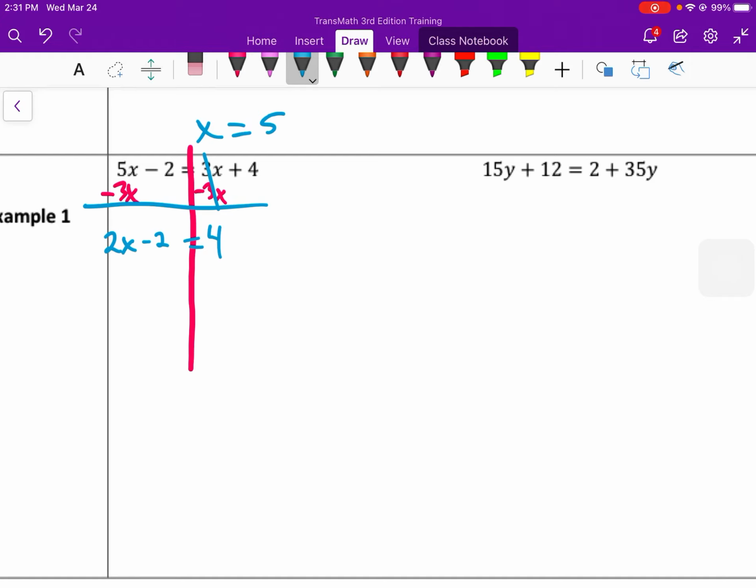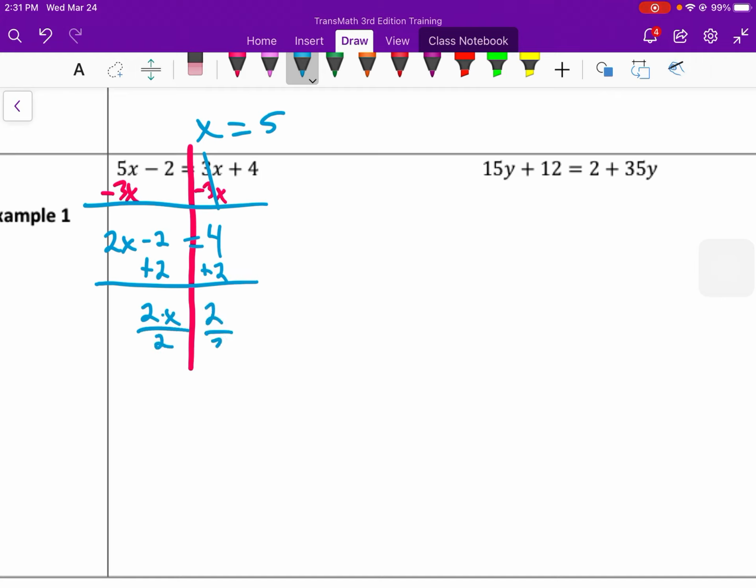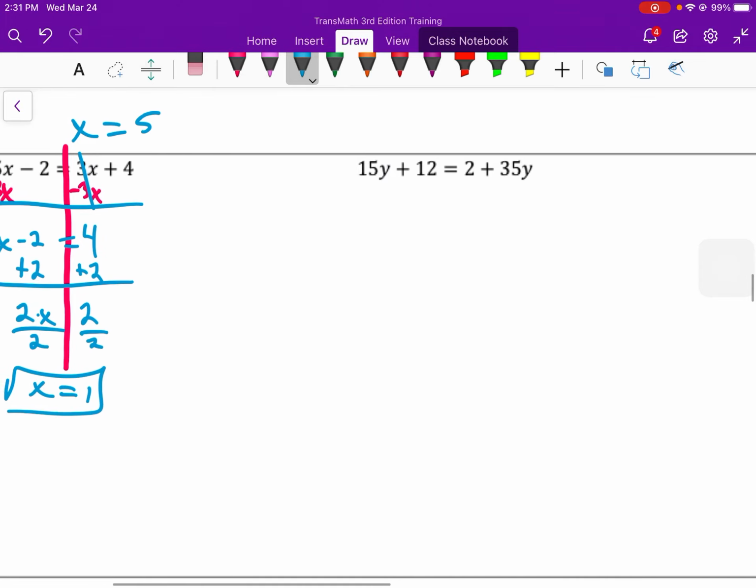Now I want to get my constants or numbers, my not variables, my integers on the other side. So now, if it's 2x minus 2, I can add 2 to both sides. So 2x equals 2. And then one more step, since this is a product, I'm going to divide both sides by 2. So then x equals 1.